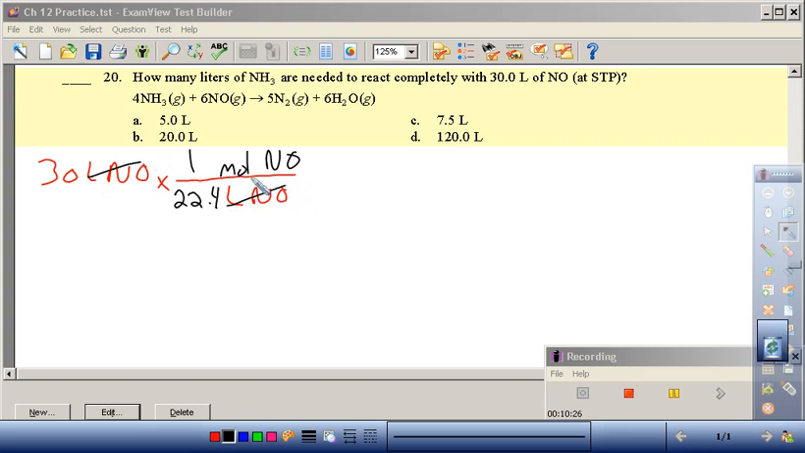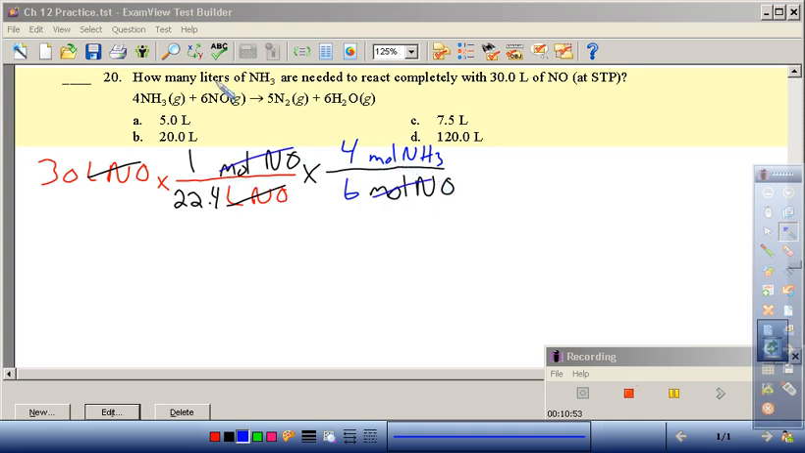Cross off my like units. I'm in moles of NO, but I want NH3. So I want to get out of NO, so I'll put it on the bottom. And I want to get into NH3. My multimole ratio, I got 4 NH3s for 6 NOs. Cross off my like units.